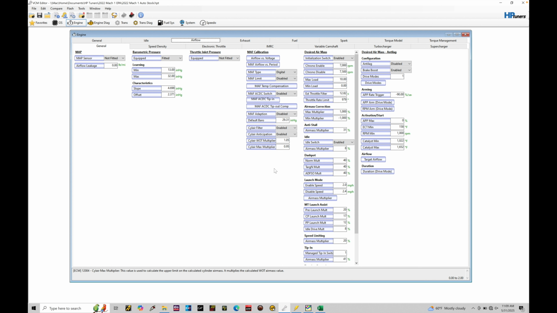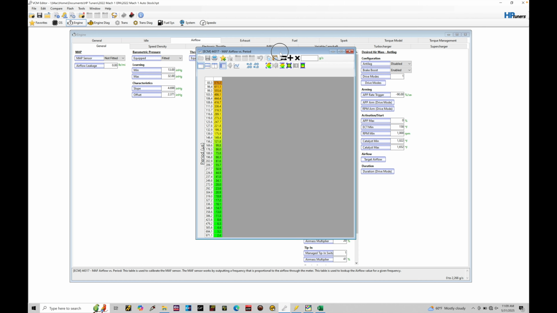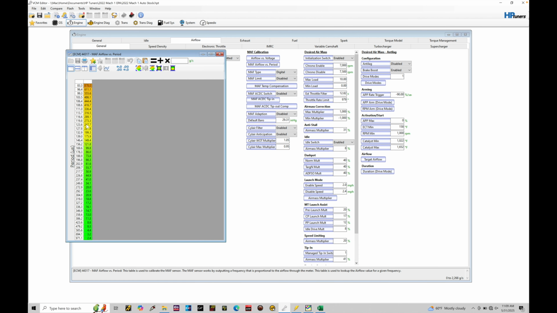Now, we have two tables. This can be confusing. A lot of people don't understand this and why there's two tables in here. There's an airflow versus voltage, and there's an airflow versus period. Now, the airflow versus period is what we want to actually use. This is what's in play here, and this is what Ford is running.